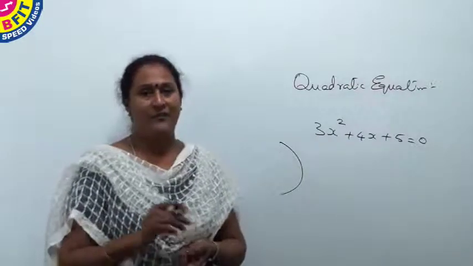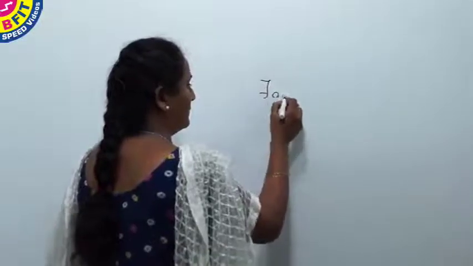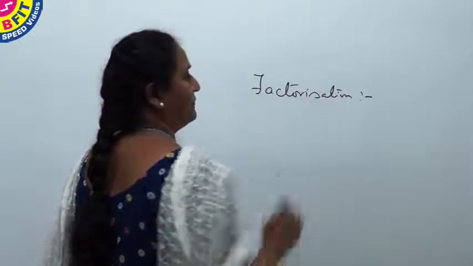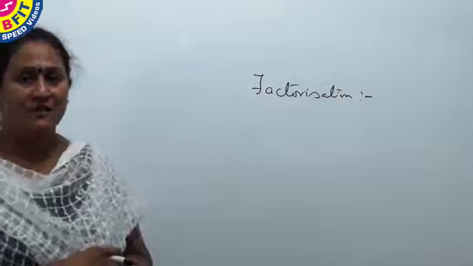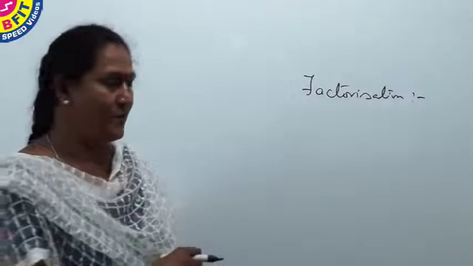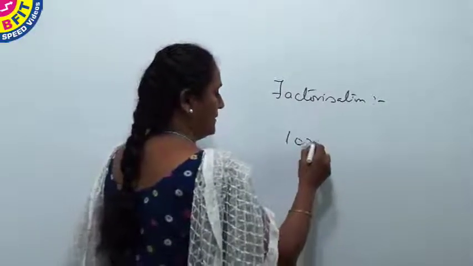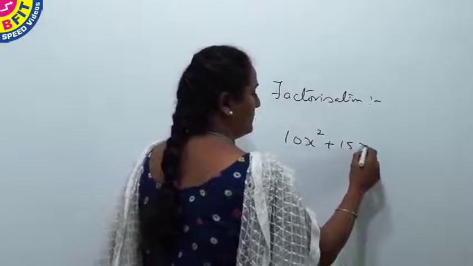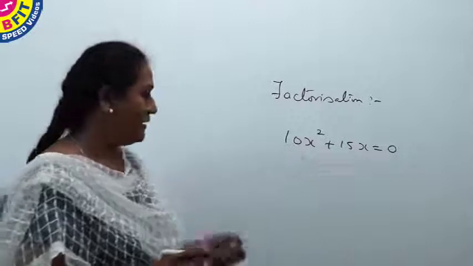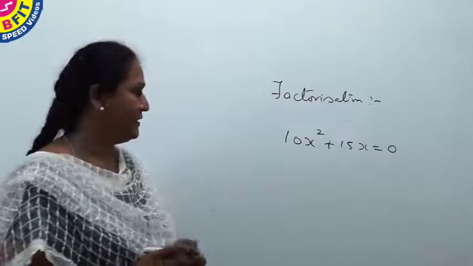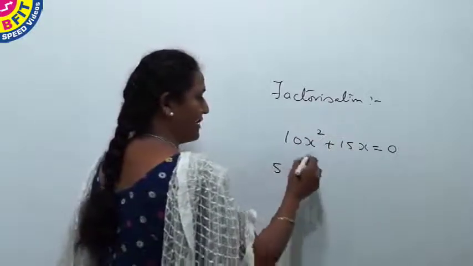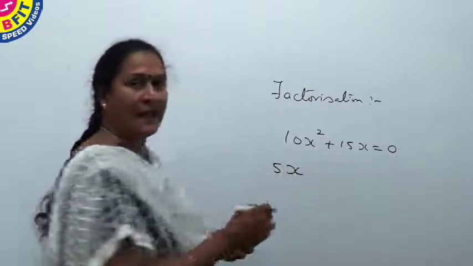Now we will see what factorization is. Factorization is representing an equation in a product format. Suppose you have the equation 10x square plus 15x equal to 0. To write this equation in a product format, you see what is the common factor between these two terms. Between 10 and 15, the common factor is 5, and with these two terms you have x as the common factor.